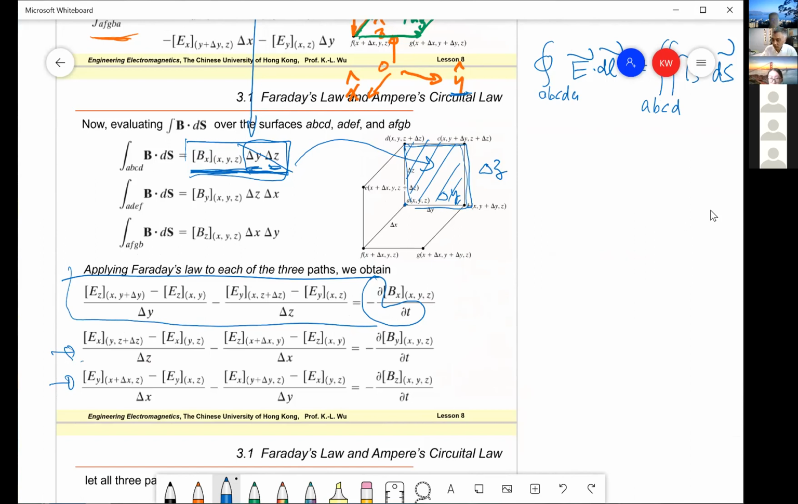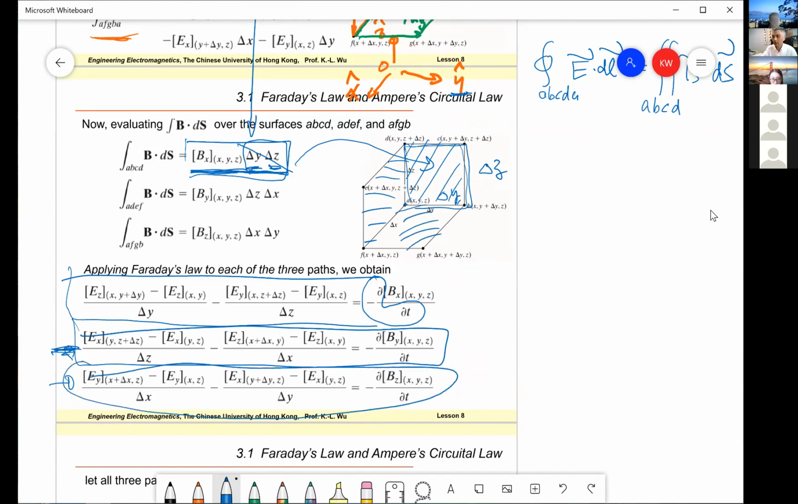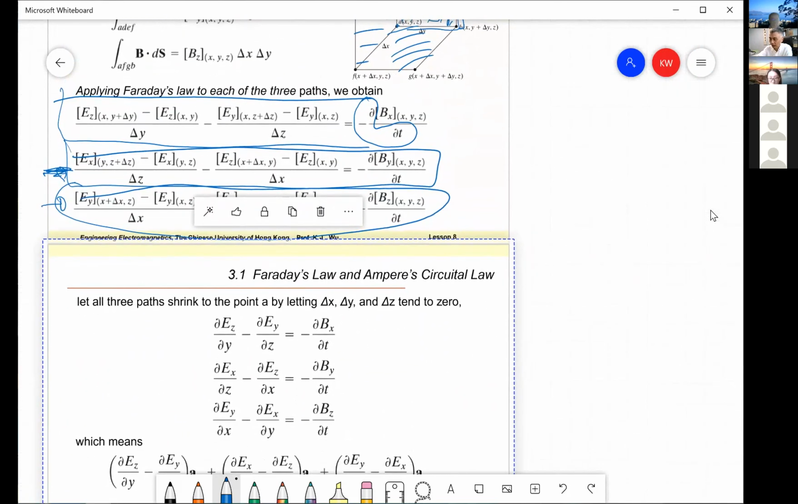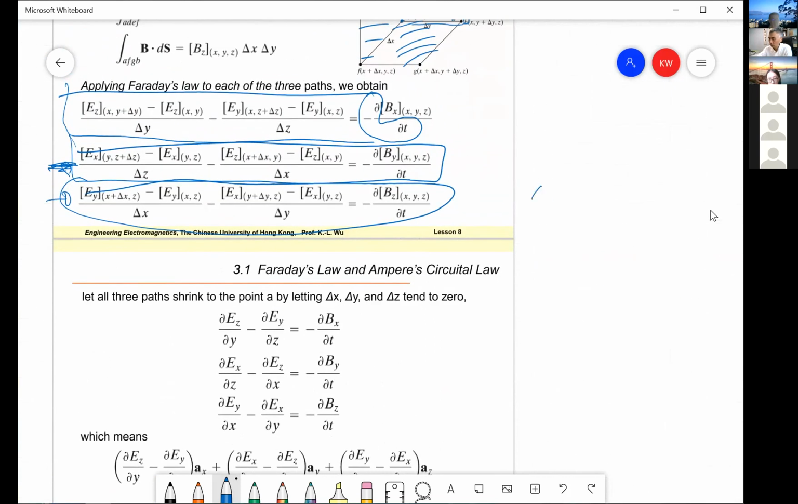For the first equation, we similarly integrate over this surface. We have a second equation. When we do the surface integration with this, we have a third equation. If we repeat this, and again we let delta x approach 0. That means delta x becomes dx. Delta y approaches 0, then this becomes dy.